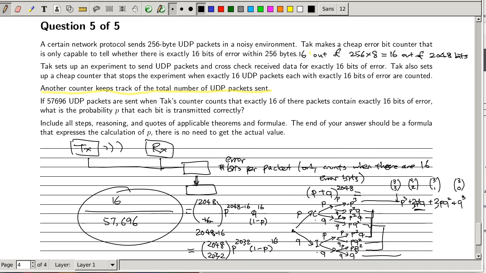Brent is asking how I got 1 minus p. So q is 1 minus p because p is the probability of transmitting a bit correctly. And I think that's the symbol that I'm using in the question. Let me just double check. Yes. So the probability of receiving a bit incorrectly is 1 minus the probability of receiving a bit correctly. So that's why q is 1 minus p.